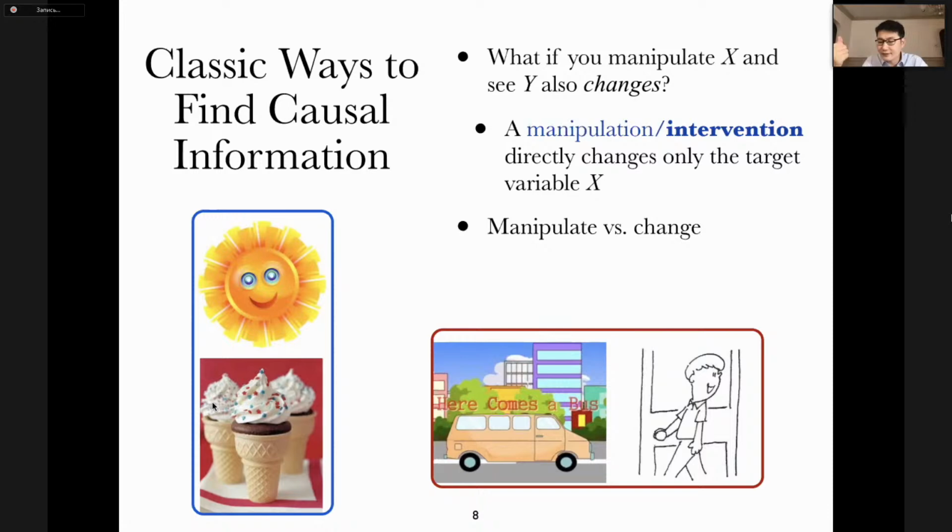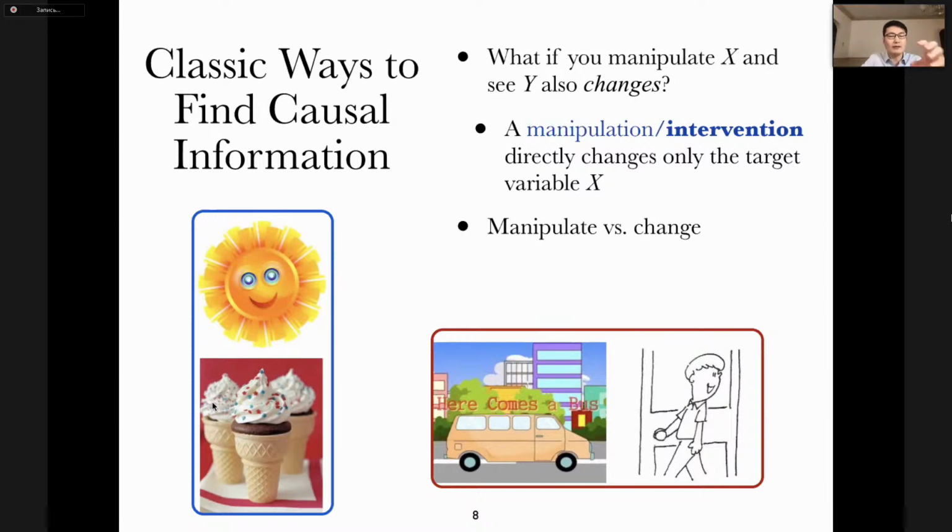However, I can find a way to increase the sales of ice cream. Say, I can just hire a lot of people to buy ice cream. This is the intervention because this action will not directly change the other variable. But then you can see, oh, this action or the high sales of ice cream will not make the weather hot.